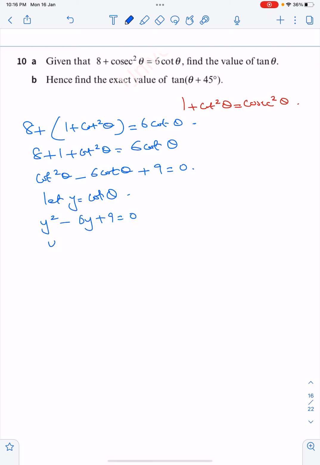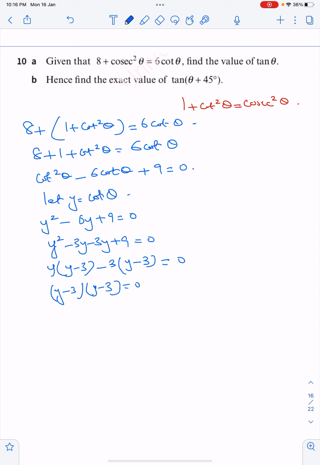If I factorize, it will become y square minus 3y minus 3y plus 9 equals 0. So, y is common, y minus 3, minus 3 is common, or you can factorize it directly with the formula a minus b the whole square equals a square minus 2ab plus b square. Okay. So, I have got two brackets of y minus 3 now. So, the answer for y is 3.